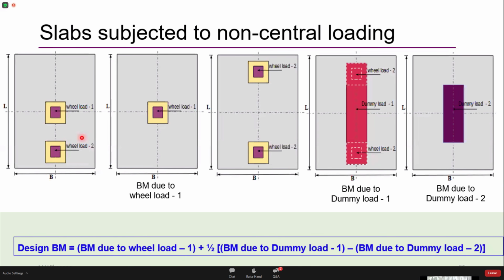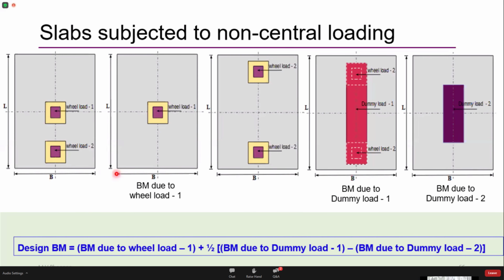Again, Pigeaud's method doesn't give me any option to calculate the bending moment for such a loading configuration. Again, I have to go about this method. So what I'll do here is, I'll first consider the centrally placed load, this one, wheel load 1. For this wheel load 1, I can calculate the bending moment using Pigeaud's method. I'll call it the bending moment due to wheel load 1. So I'll get the bending moment for this.